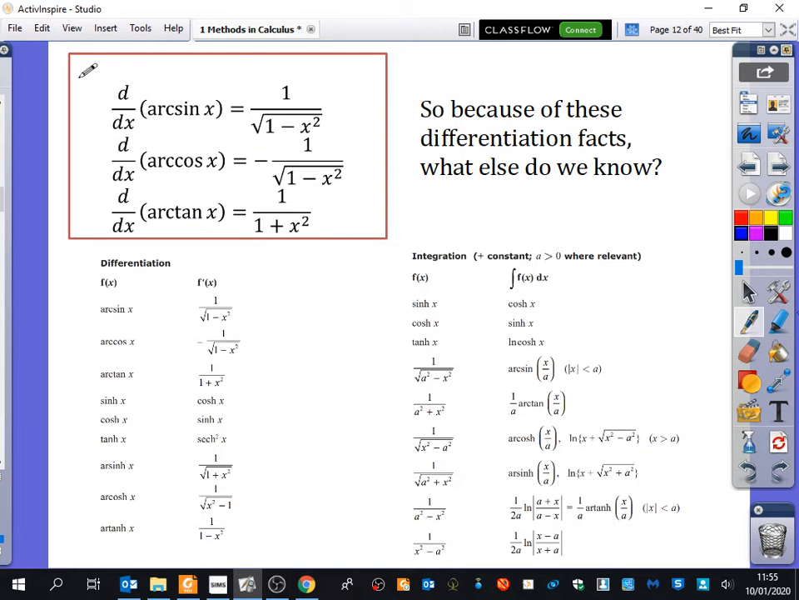Okay, we have established that we know how to differentiate some of these functions. Rayhan, we're getting on with the next bit. So I've said we know these three facts here. This is a screenshot of what you get in the formula book.